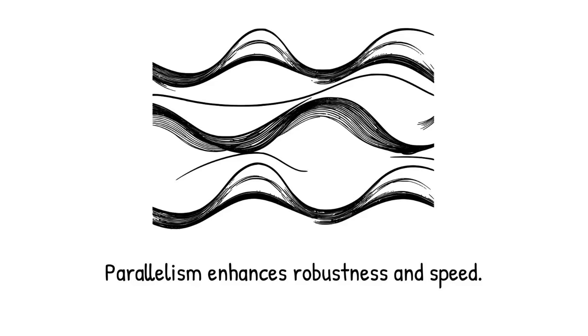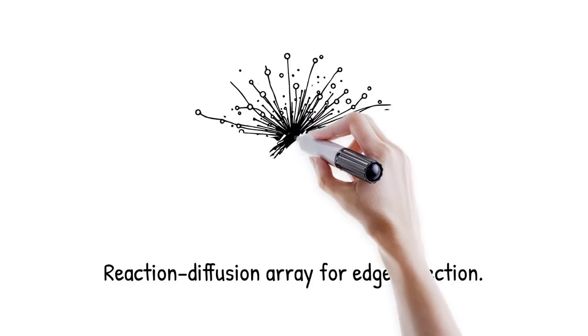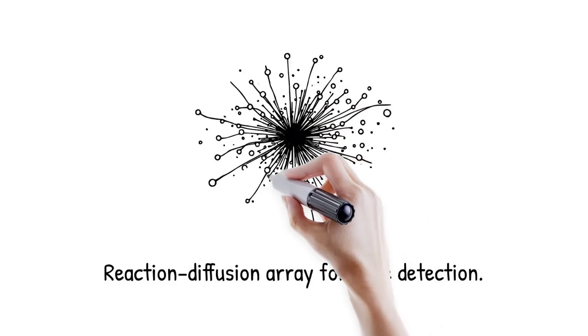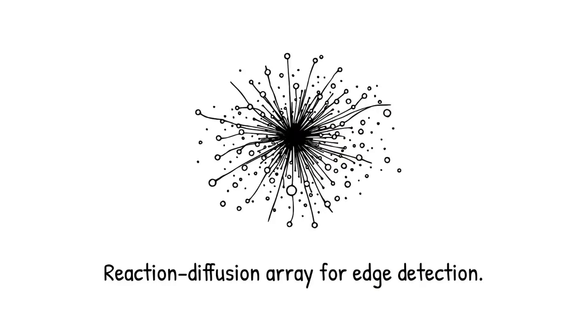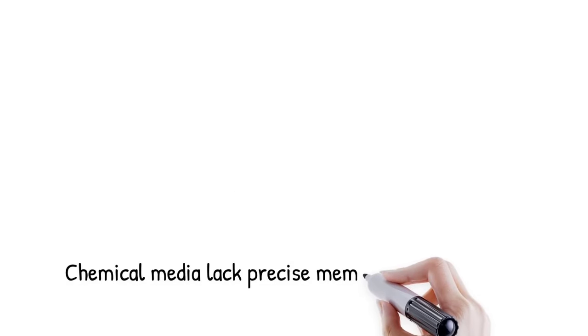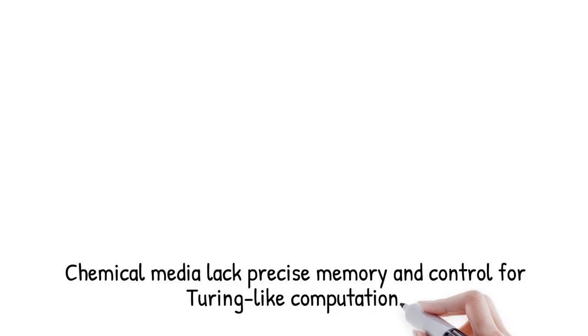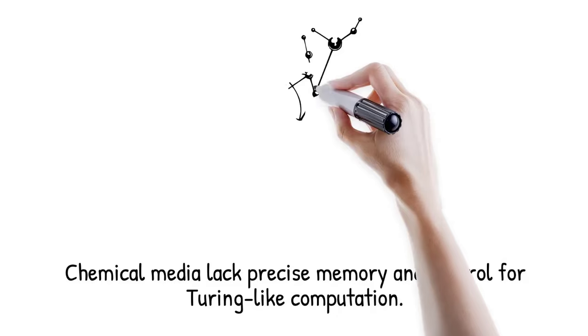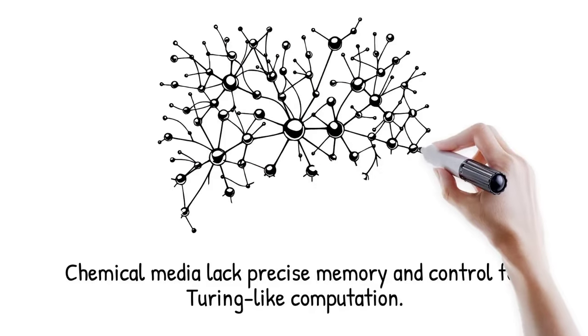Designing algorithms for this medium leverages parallelism rather than sequential control. A reaction diffusion array solved a simple image edge detection problem by propagating waves across a 100x100 grid in one cycle. It's like an army of ants working together to map shortest paths through a maze all at once. Because chemical media lack precise, resettable memory and global control, they do not support arbitrary computation like a Turing machine.